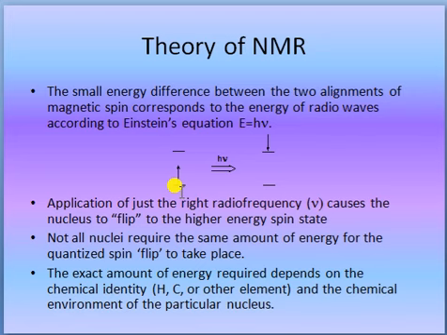Not all nuclei require the same amount of energy. This is actually quantized. If a molecule has different types of protons, all types of protons will not absorb the same packets of energy. They will absorb slightly different packets of energy. As h is constant, the only difference is nu, the frequency, which is different.